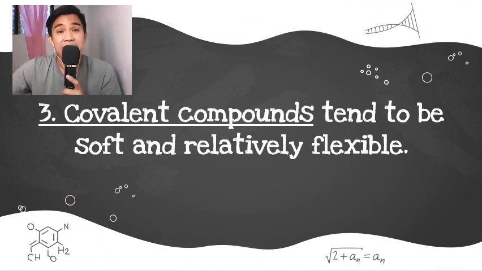Third property of covalent compounds, or molecular compounds, is that they tend to be soft and relatively flexible. This is largely because covalent bonds are relatively flexible and easy to break. The covalent bonds in molecular compounds cause these compounds to take form as gases, liquids, and soft solids. As with many properties, there are exceptions, primarily when molecular compounds assume crystalline forms.